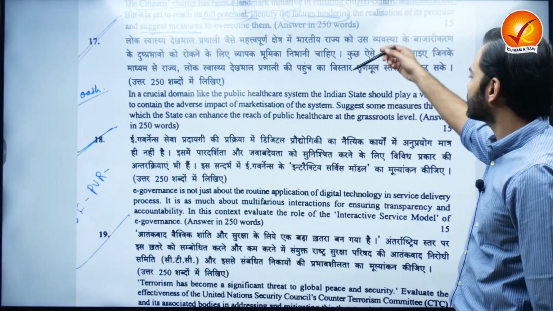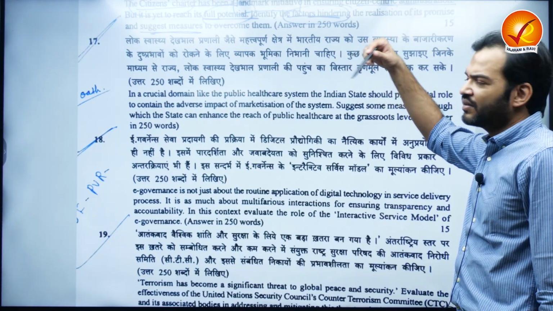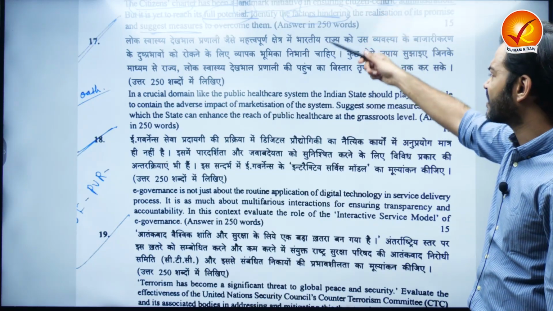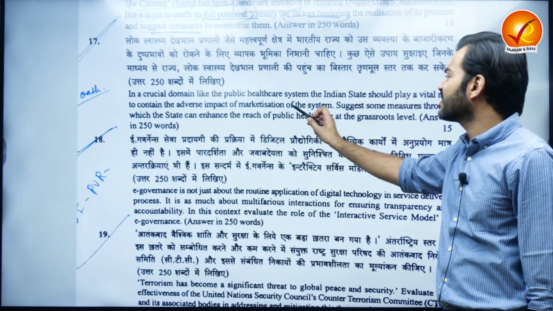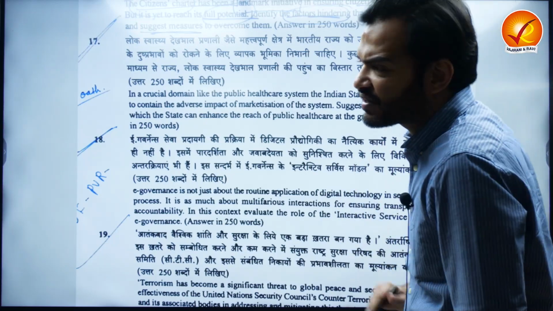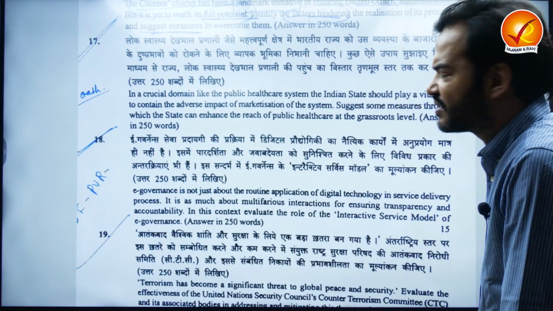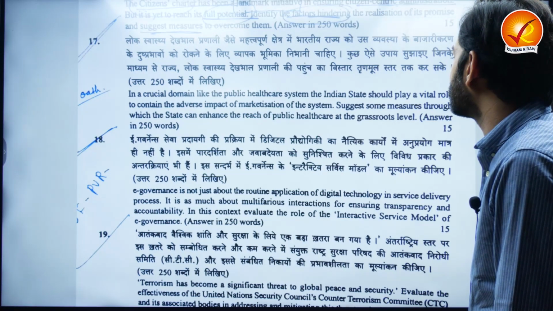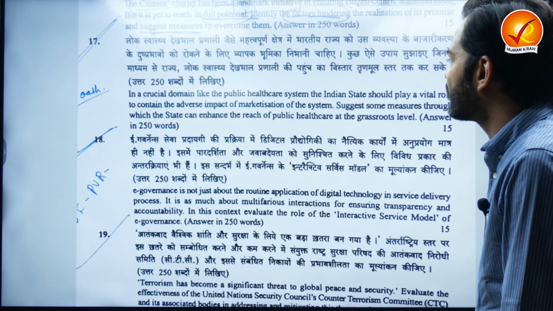So the question says that over a period of time, the private sector has entered the healthcare system also, especially tertiary healthcare. Private sector has become very dominant. Now, suggest some measures through which the state can enhance the reach of public healthcare at the ground level.